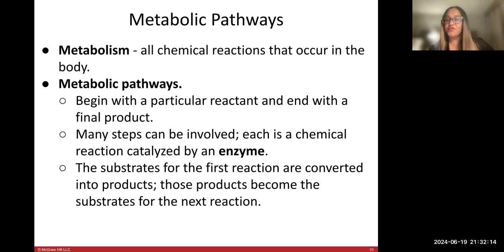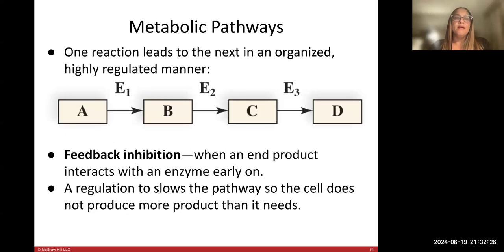The substrates for the first reaction are converted into products, and those products become the substrates for the next reaction. That's why it's a pathway. This makes this, now this makes this, now this makes this. So one reaction leads to the next in an organized and highly regulated manner.